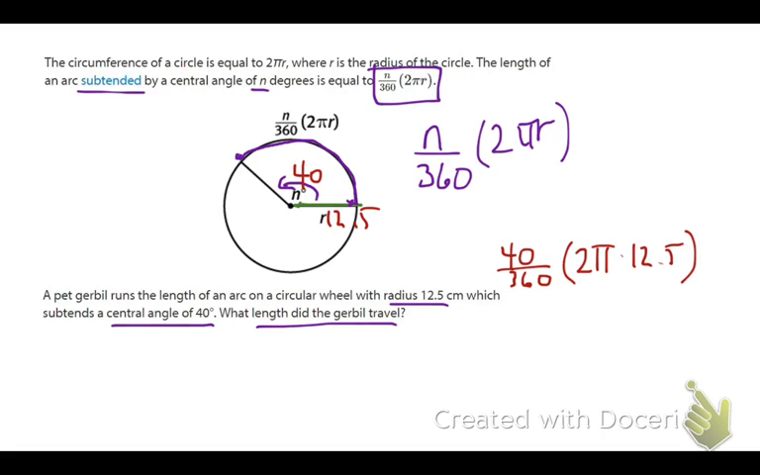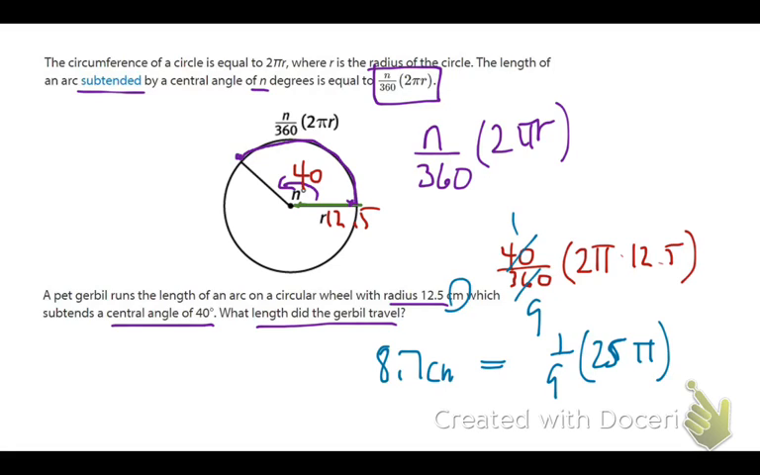And I'm going to multiply all of that out. And kind of like what we did on the warm-up, I'm going to do a little bit of reducing before I do that. So 40 over 360, let's reduce that down. That can reduce to 1/9. And I'm going to bring that down here, and I'm going to multiply that times 2 times the 12.5 of 25 pi. It's a little bit better. And then when I multiply all of that out, I get approximately 8.7, and we were in centimeters, 8.7 centimeters. Okay?